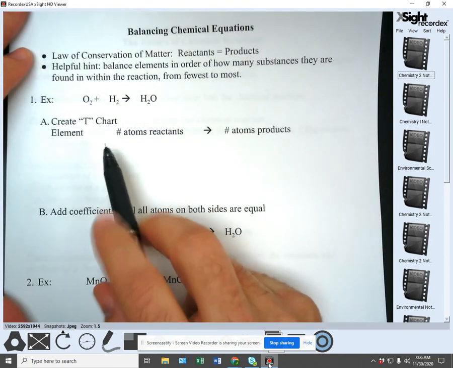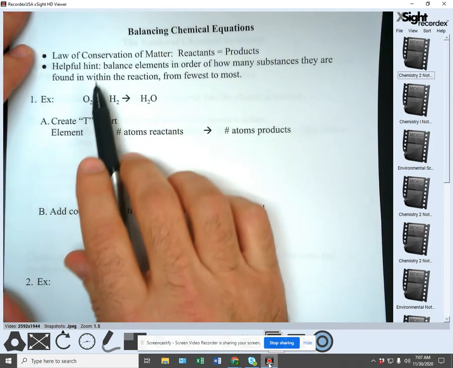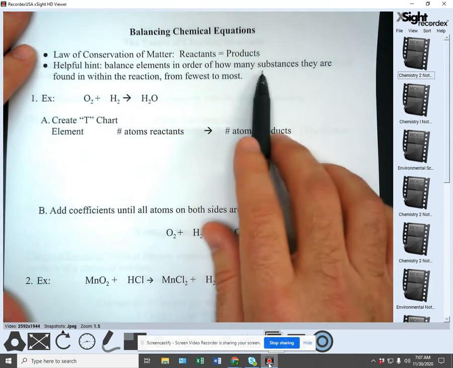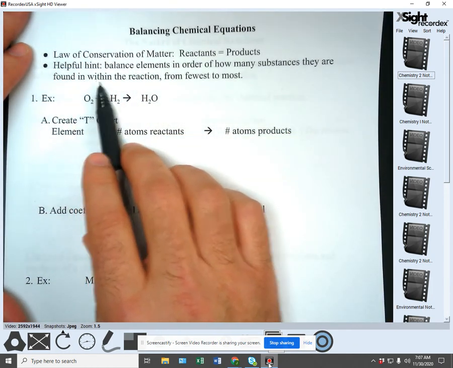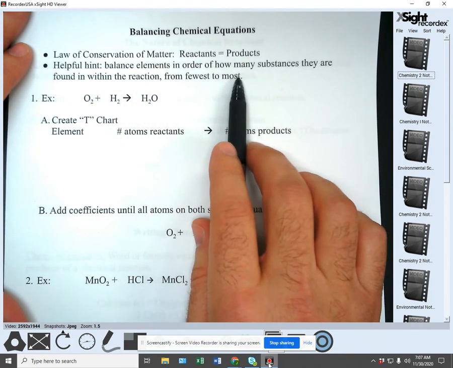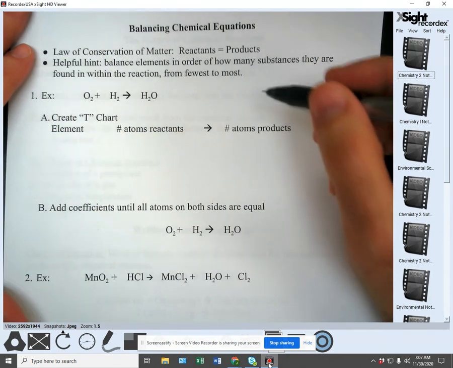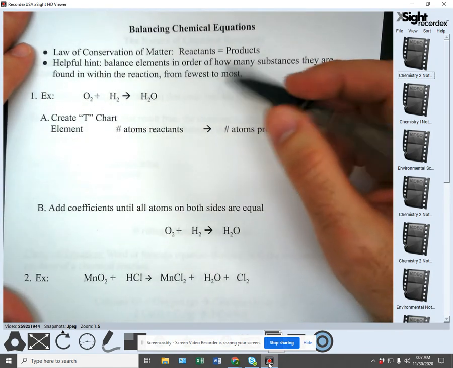A helpful hint for balancing: balance elements in order of how many substances they are found in within the reaction, from fewest to most. You're balancing the individual atoms, the number of atoms for each element.